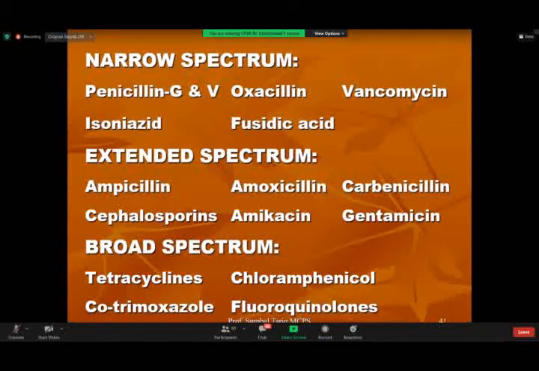Extended spectrum antibiotics will be drugs which will cover a wider range of bacteria. Ampicillin, amoxicillin, carbenicillin. All three of these are penicillins. Then we have cephalosporins, amikacin, and gentamicin, which are aminoglycosides. Then we have broad spectrum antibiotics. Broad spectrum antibiotics की tragedy हमेशा से ये रही है कि they've been used by everyone at all times, and therefore they have had resistance from the bacteria built up against them, and therefore they are not very commonly used for patients.